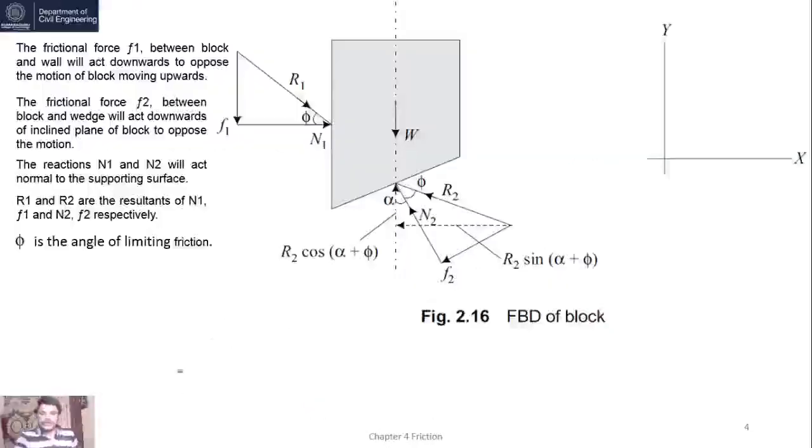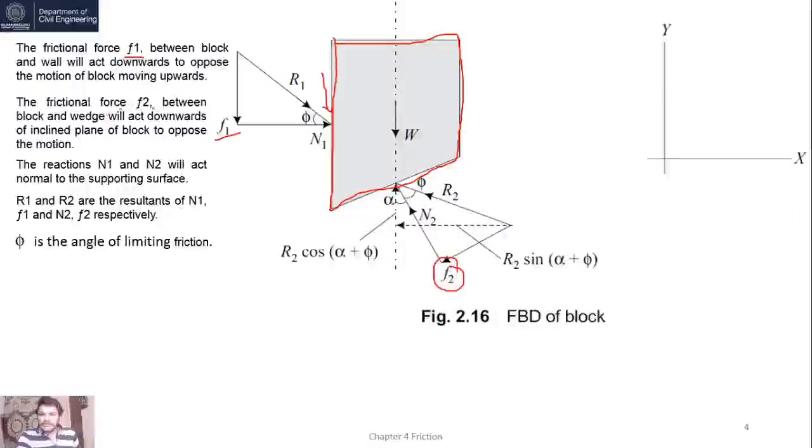So let us see the block first. The self weight of the block is W, and the frictional force F1, between the block and the wall, acts downward. Because of applying the force, the block will move in the upward direction, so we need a frictional resistance in the downward direction. That is F1, with the block moving upward.